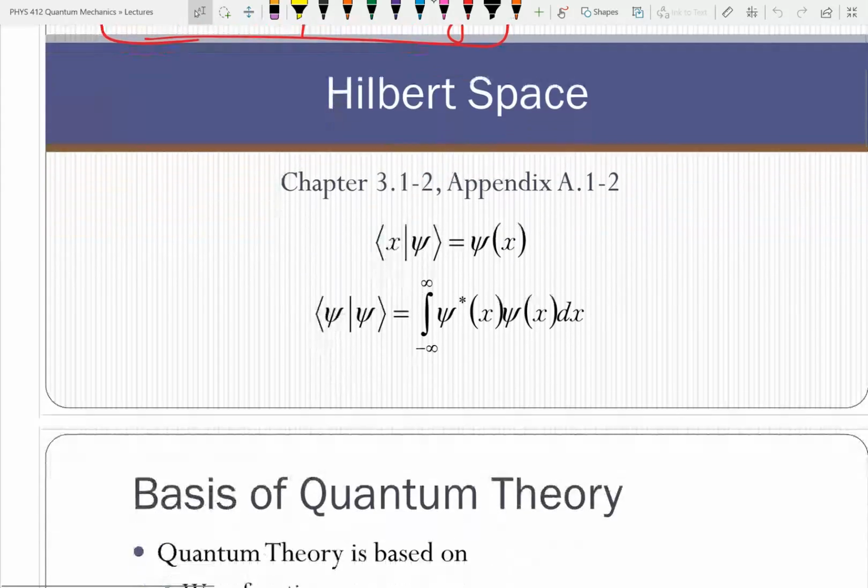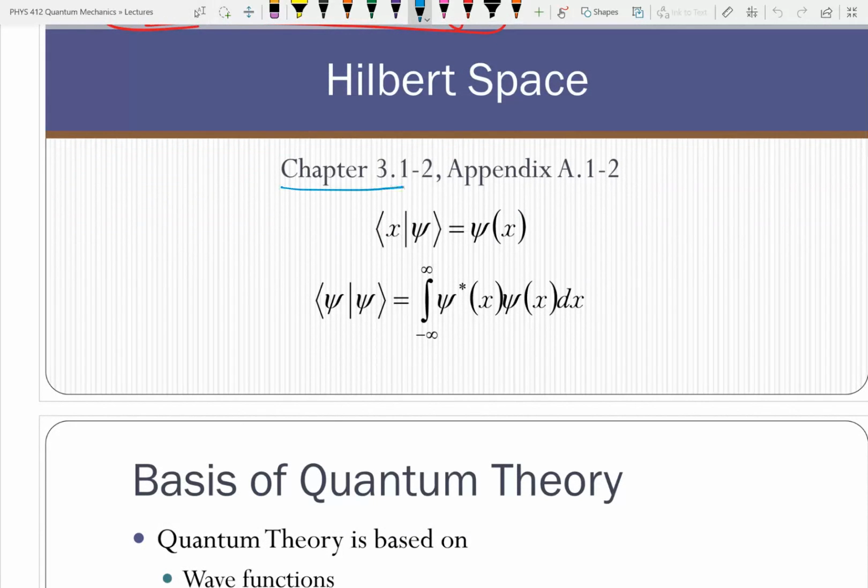So here I have just a couple. First of all, we're looking at chapter 3, sections 1-2, and appendix A, 1-2 here today. Just getting some beginnings of the math that we use in quantum mechanics. We've already done a fair amount of quantum mechanics. Now we want to step back and say, okay, so what is this math? And then we're going to dive back into it some more, doing math and not worrying about what it means.